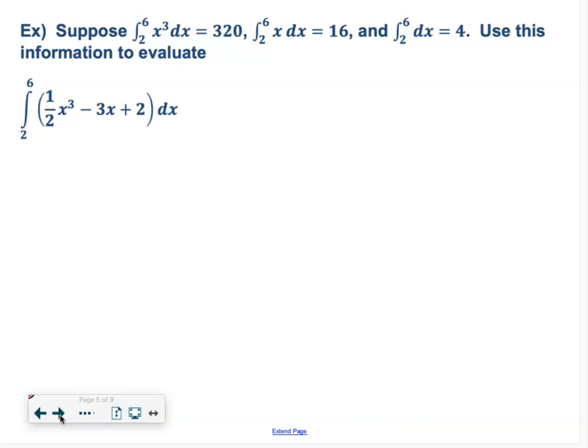All right, here comes another one. Suppose the integral from 2 to 6 of x cubed dx is 320. The integral from 2 to 6 of x dx is 16, and the integral from 2 to 6 of just 1 dx is 4. Use this information to evaluate this lovely integral. So pause the recording here. I want you to do this on your own, start to finish, see how you do, and then unpause, and I'll show you the solution.